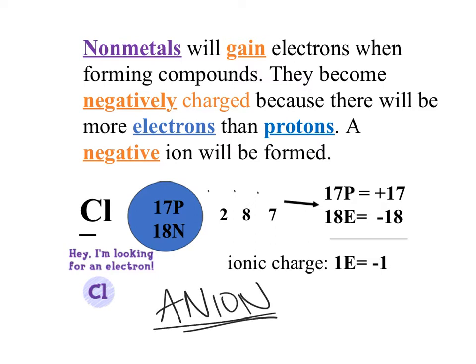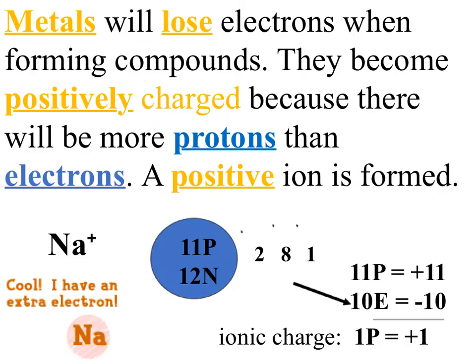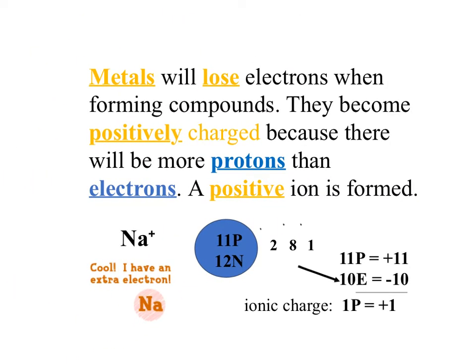Negatively charged atoms are called anions. Whereas if we look at metals, metals tend to lose electrons because, again, they're trying to become like our noble gases, they're trying to become stable. So if you lose negative charge, you become positive. Positive charged ions are called cations.